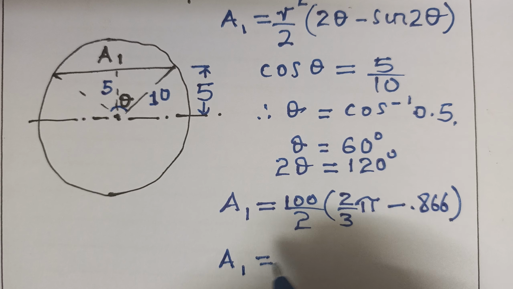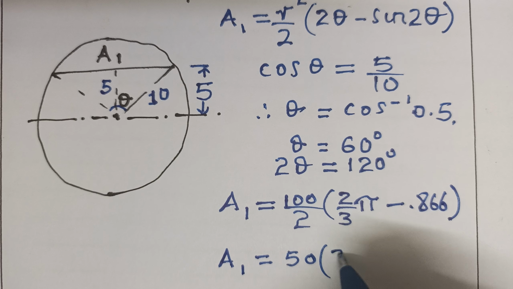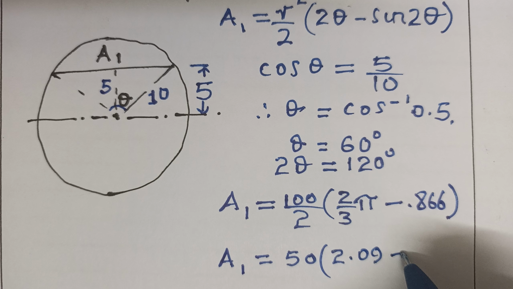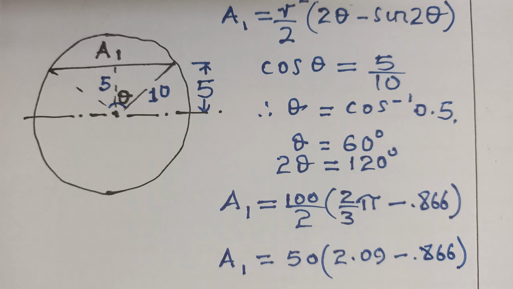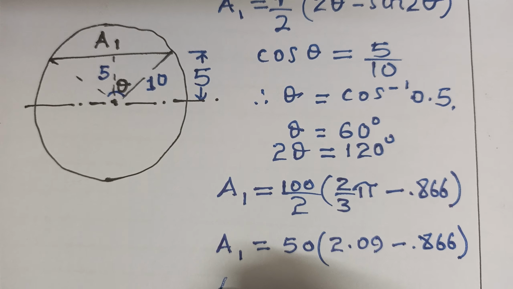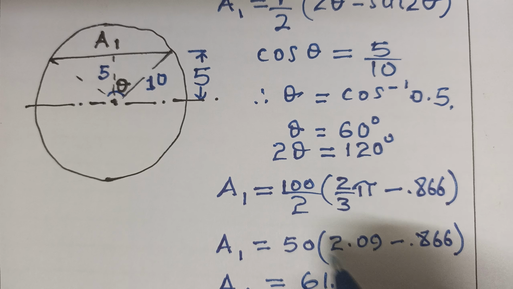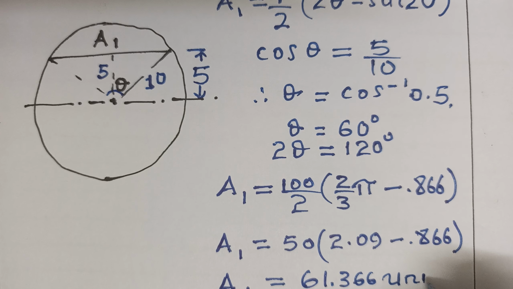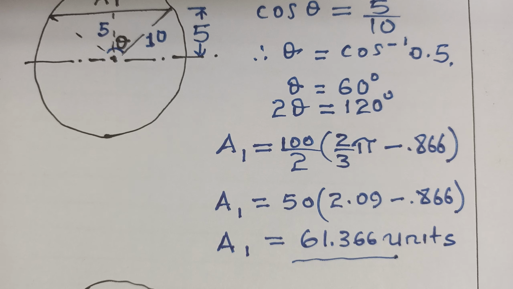And with that, our area A1 comes to 50 times 2.09, that is 2 over 3 pi, now minus 0.866. When you do that, you will get A1 equal to 61.366 square units. And so therefore the area A1 is 61.366 units.